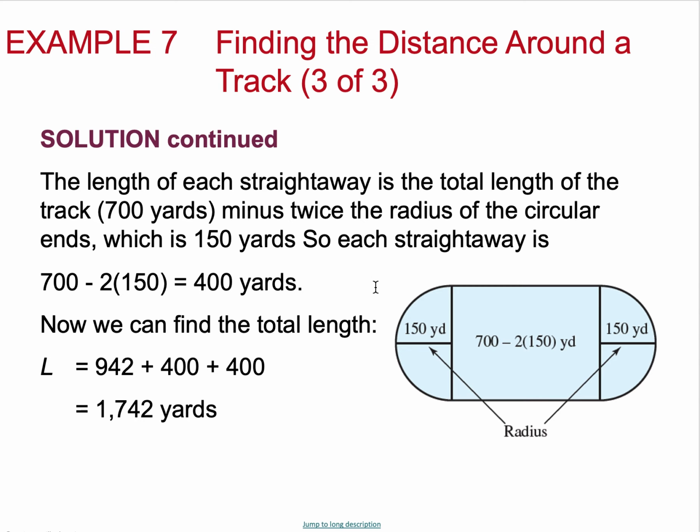Here, if I'm finding the distance around the rest of the track, I've got a bit of a rectangle, so I can utilize that piece and do 700 minus 2 times 150, which is going to give me the remaining length around that track. And now I can add it all up together to get the 942 plus 400 plus 400 to get the actual full yards.